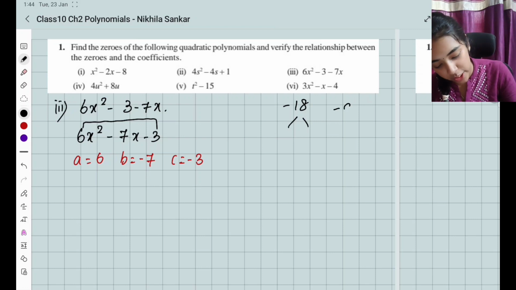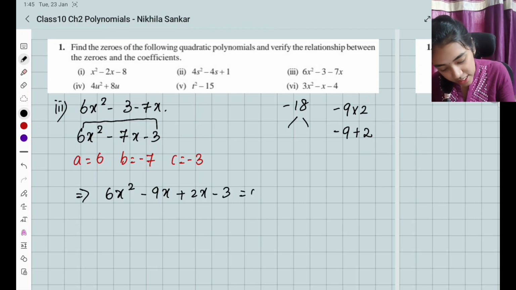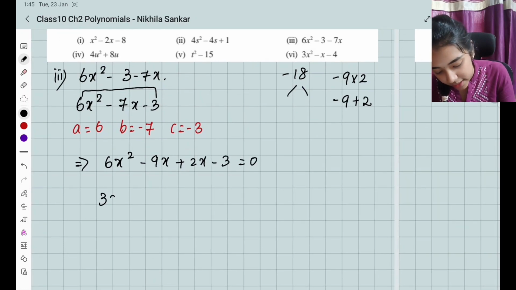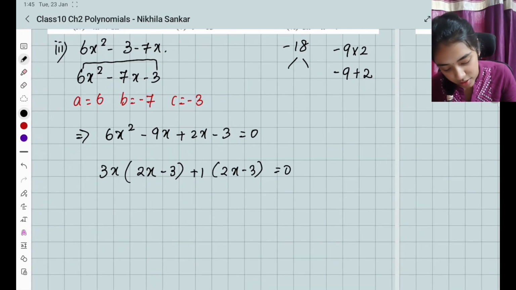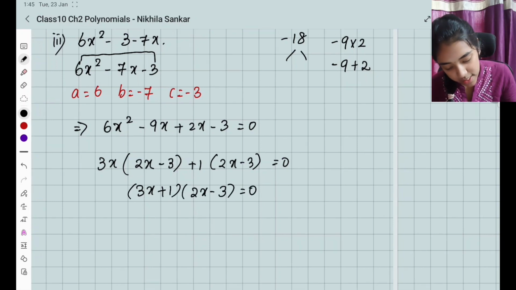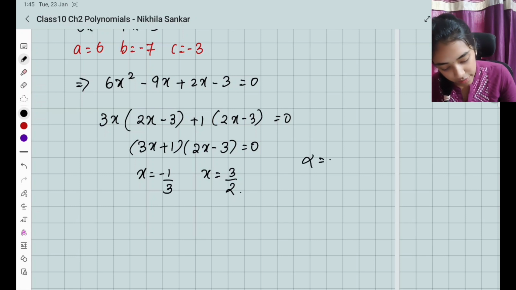So for minus 7, you can do minus 9 into 2 is going to be minus 18. Minus 9 plus 2 equals minus 7. So when I split this, I'm going to have 6x square minus 9x plus 2x minus 3 equals 0. So I can take 3x common. What will I be left with? I'll have 2x minus 3. Here also 2x minus 3, so I can add a plus 1 to get what is needed. So from this, we have 3x plus 1 times 2x minus 3 equals 0. When I equate this individually, we'll have x equals minus 1 divided by 3, and x equals 3 divided by 2. Understood? So you have alpha equals minus 1 by 3 and beta equals 3 divided by 2.